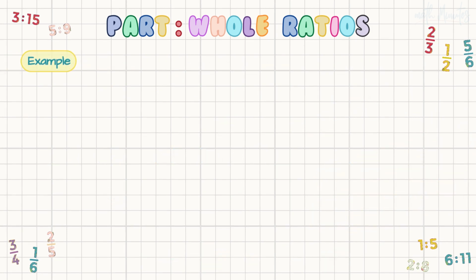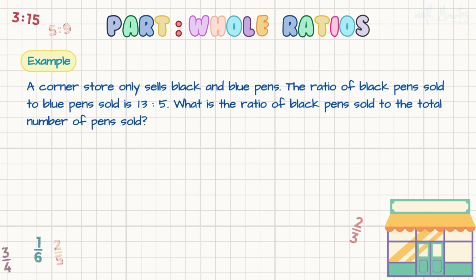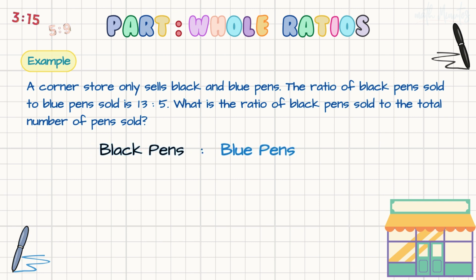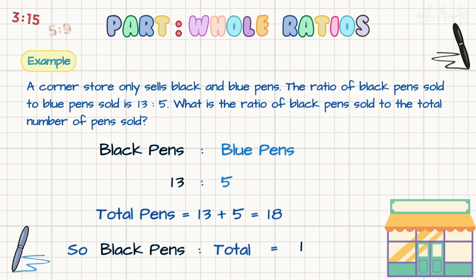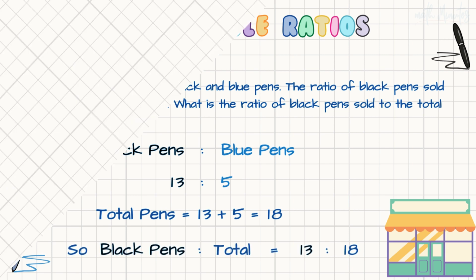Let's consider an example. A corner store only sells black and blue pens. The ratio of black pens sold to blue pens sold is 13 to 5. What is the ratio of black pens sold to the total number of pens sold? We know that the ratio of black pens sold to blue pens sold is 13 to 5, so we add up both parts of the ratio to find the total. There is a total of 13 plus 5 equals 18 pens for every 13 black pens sold, so black pens to total equals 13 to 18.